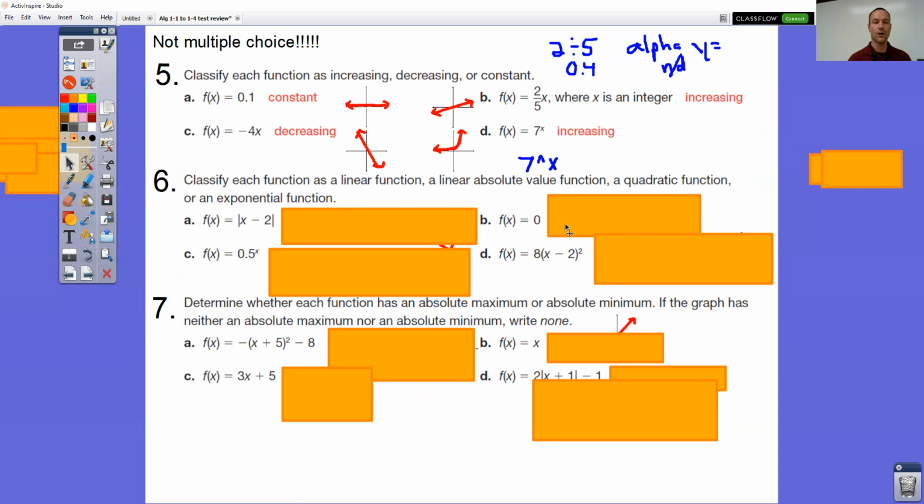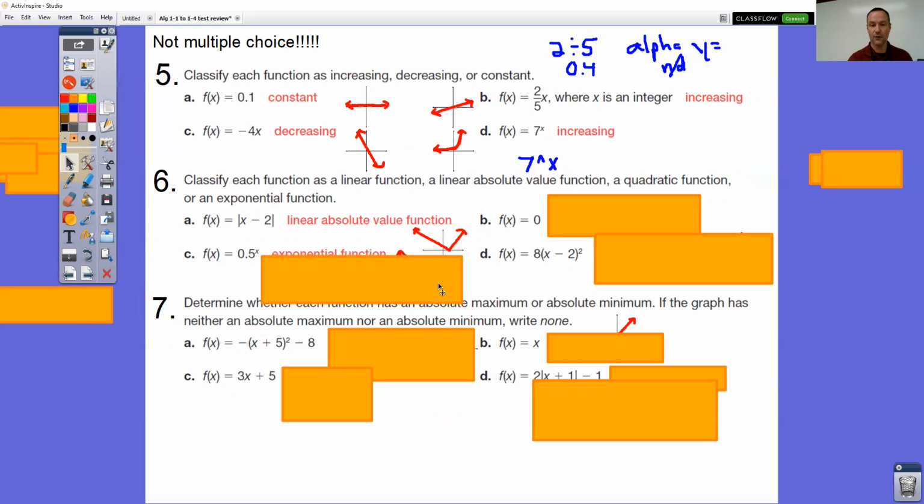Question number 6, we have to say whether each function is linear, linear absolute value, quadratic, or exponential. In question number 6, we see the absolute value symbol. Anytime that you see the absolute value symbol, that is part of the absolute value function family. The graph of that would look like this, where it is the letter V. In letter C, 0.5 to the x power. Anytime it's to the x power, it is part of the exponential function. That would be a single curve that would look like this.